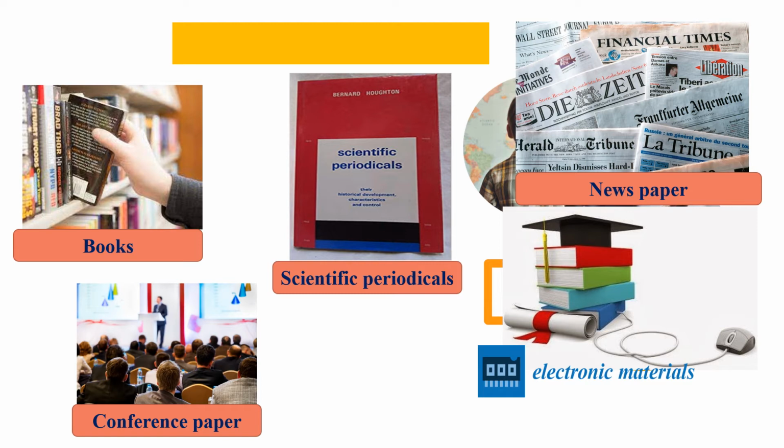Also, the electronic materials, this is a type of reference, but as much as you can, you should avoid these electronic materials because they are not reviewed by the academic world, such as websites, blogs, forums, and online papers. You should be careful while you select anything from these electronic materials, and as much as you can avoid them. So we have types of references such as books, scientific periodicals, which are very important, conference papers, newspapers, and electronic materials.